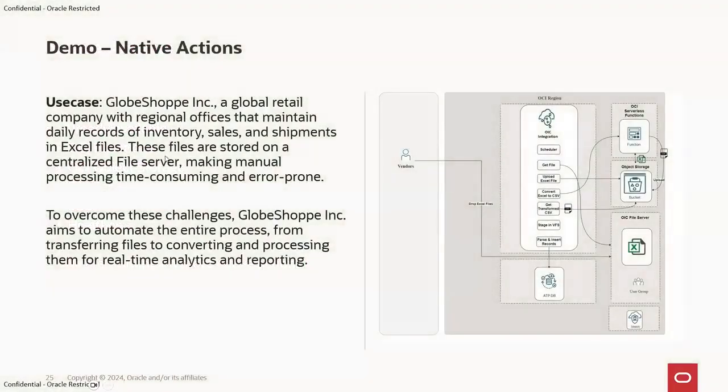So if you look at the demo here for the native actions, this is the use case: Globe Shopee, a global retailer company with regional offices that maintain daily records of inventory, sales, and shipments in Excel files. So they have the data in Excel files, and these files are stored on a centralized file server.